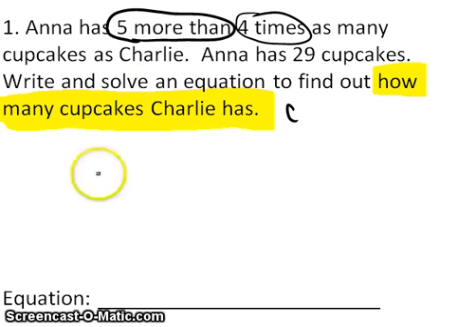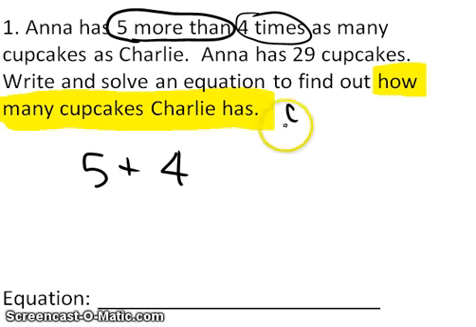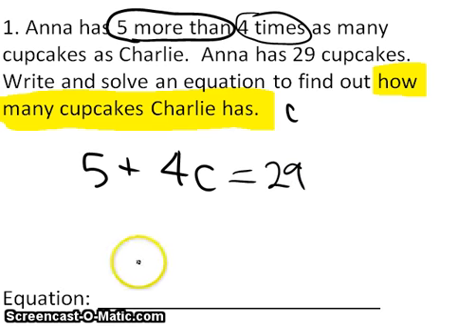So let's write that. She has 5, I know that more than means plus. More than 4 times as many cupcakes as Charlie. And we just said that C represents how many cupcakes Charlie has. And then it says Anna has 29 cupcakes. So this is how many cupcakes Anna has, but we also know that that's equal to 29. And so that's my equation right there: 5 plus 4C equals 29.